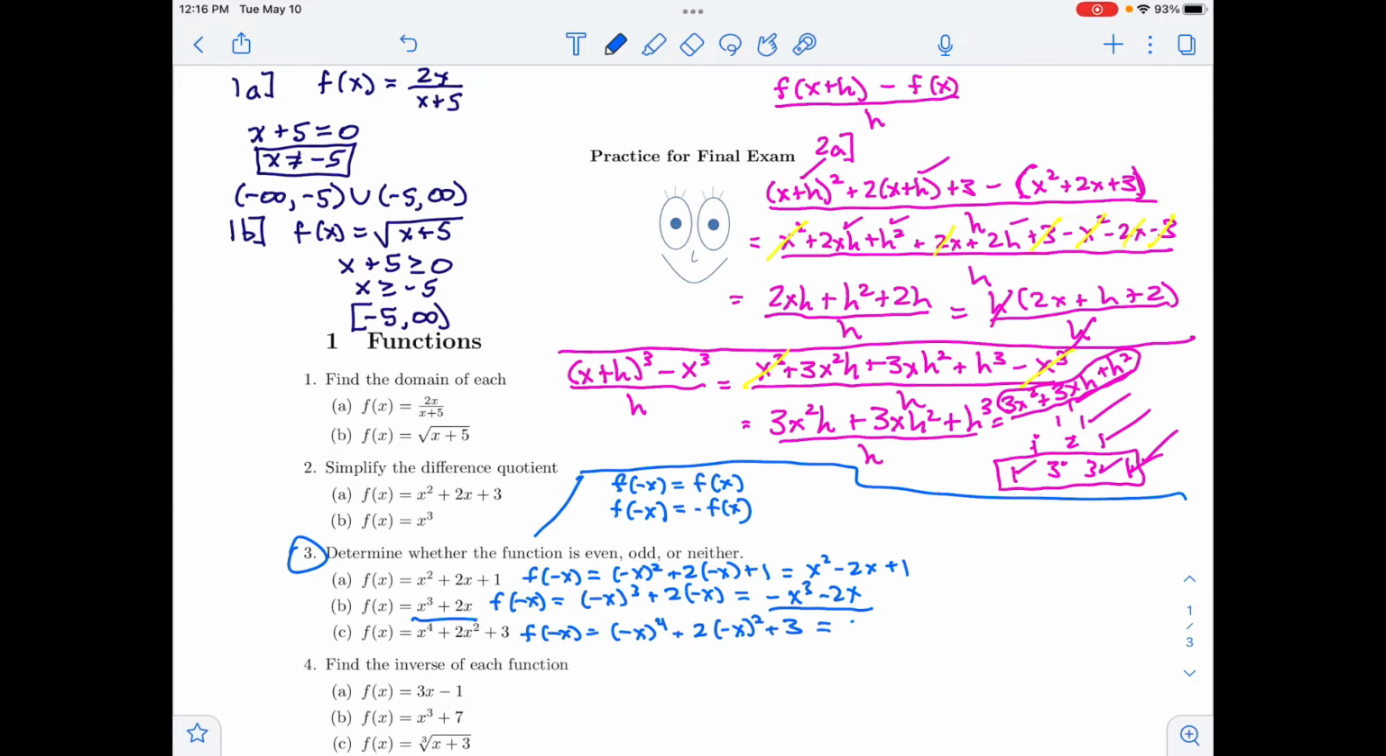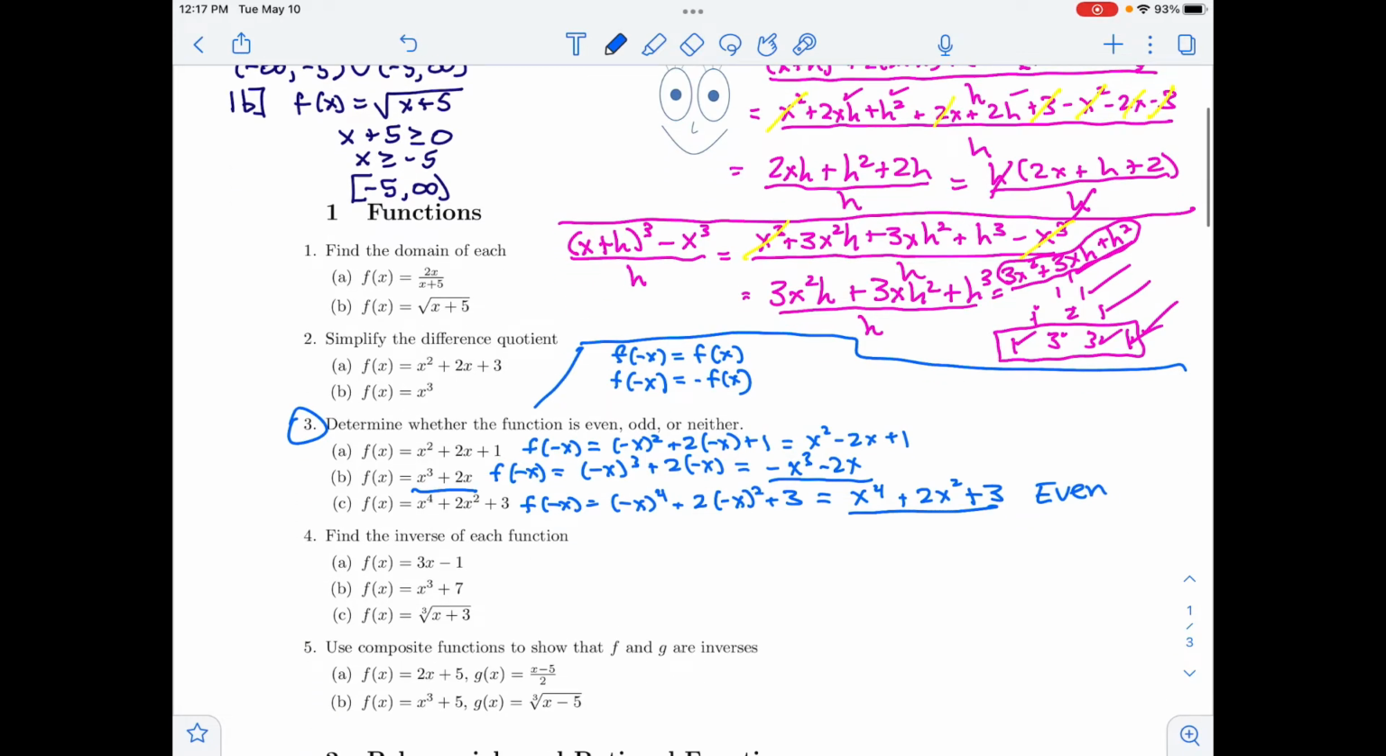So look, here's what we've got. We've got x to the fourth plus 2x squared plus 3. That's exactly the same as the original function. Therefore, this function is even. And that means the graph is symmetric about the y-axis.